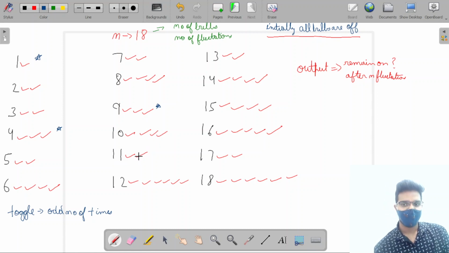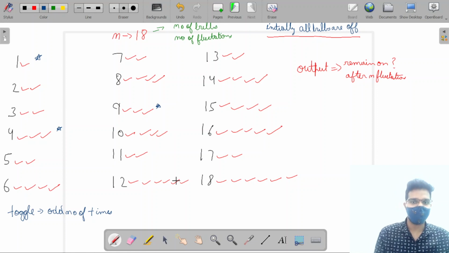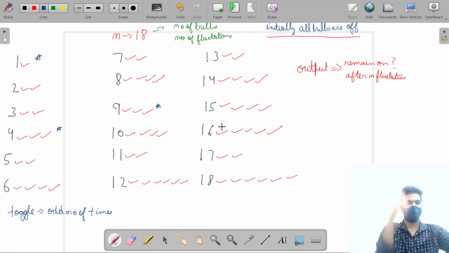Even 11, it got toggled an even number of times. For 12 too, it was initially off, then it got turned on, then off, then on, then off, then on, then on. So it will remain on. Alright, now let's try to find odd numbers of toggles. So as you can see, in 16th, initially it was off, then it got turned on, then off, then on, then off and on. So it will remain on.